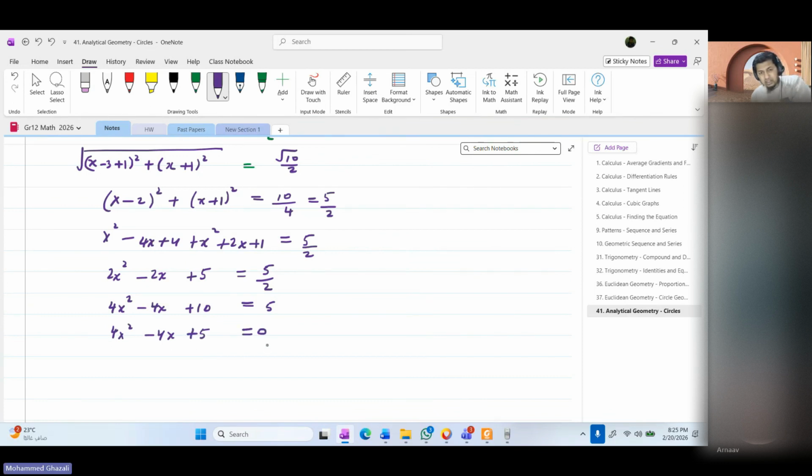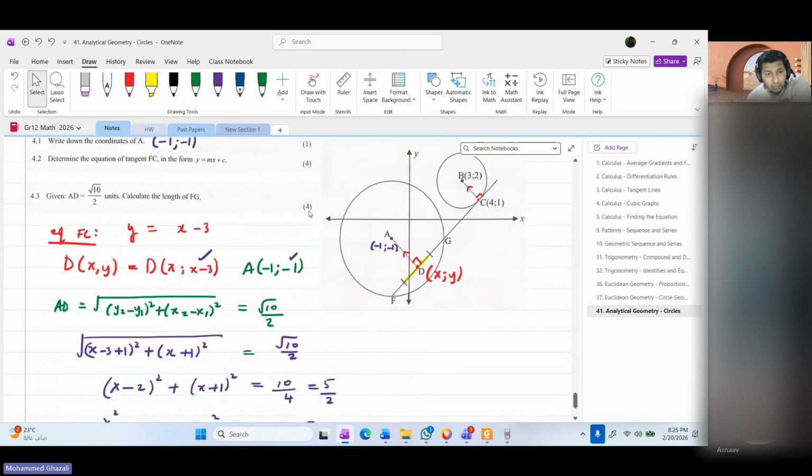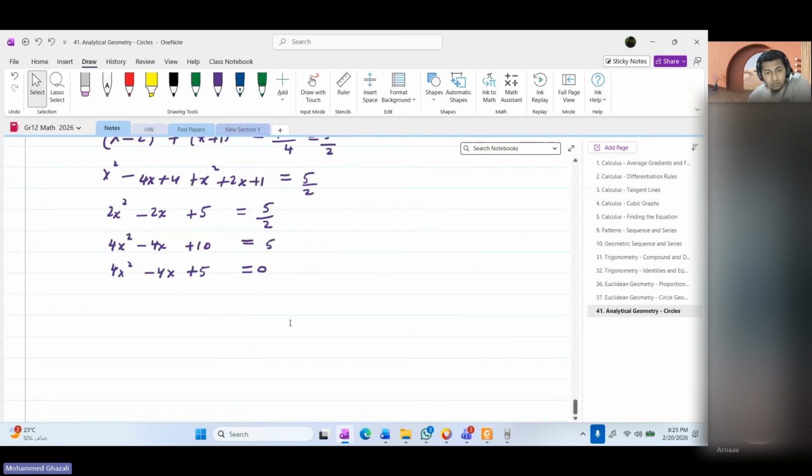There might be an easier way, but I don't know. I just thought of this. Let me see, just 4 marks. That's a midpoint, but calculate the length of FG. Now, why am I getting this coordinate here? We wanted the length of FG. I'm trying to get the coordinates of D here. Will this work?